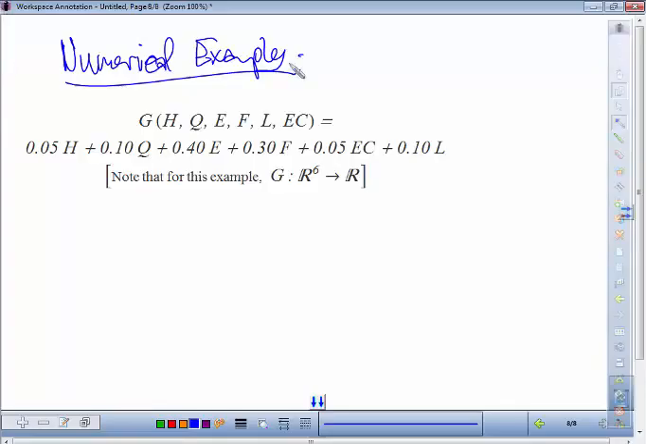So what I do to calculate your grades is I find the average for your homework, the average for your quizzes, the average for your exams, and I put those values into this formula, and then the output is your grade. And then I just change that into a letter grade. So that's how I calculate your grades.